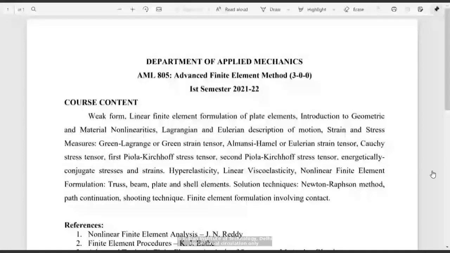So assuming that you would have done this, the next set of elements in finite elements are the plate elements. So then I will talk about linear finite element formulation of plate elements. We will discuss two types of plate elements: plate elements based on classical Kirchhoff plate theory, and plate elements based on Mindlin first order shear deformation theory. So this is what will be discussed in this linear finite element formulation of plate elements.